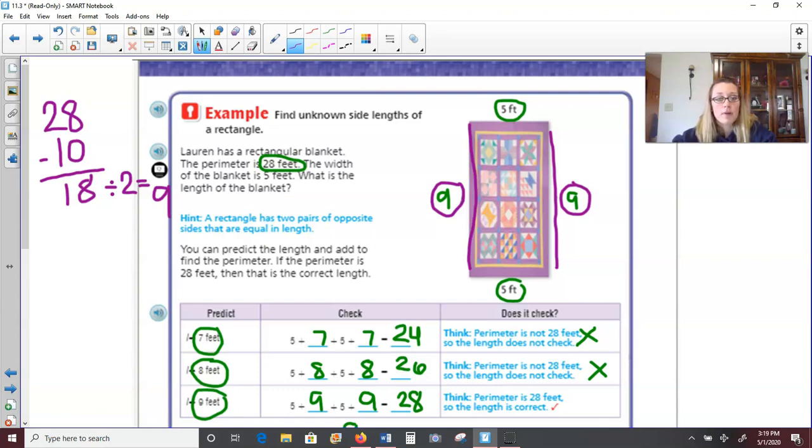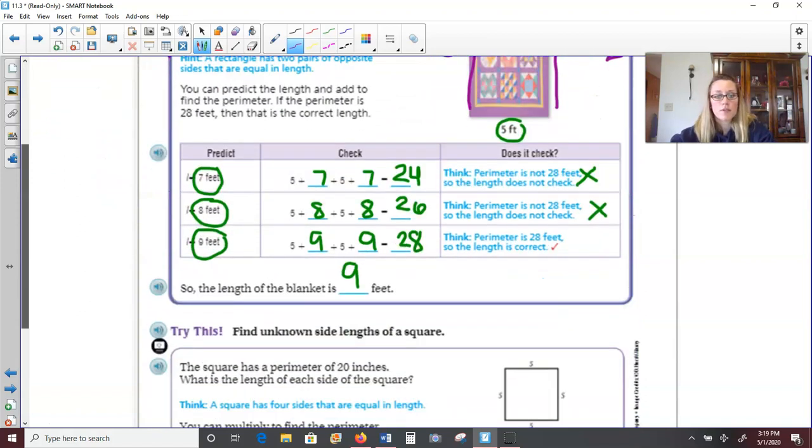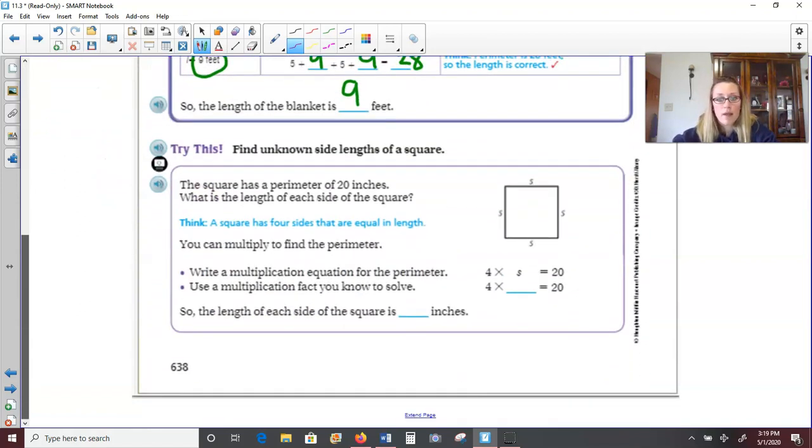finding the perimeter now that we have all 4 sides. 9 plus 9 is 18, 5 plus 5 is 10, and 18 plus 10 does in fact equal 28. So just another strategy, but whatever works for you is perfectly fine with me.